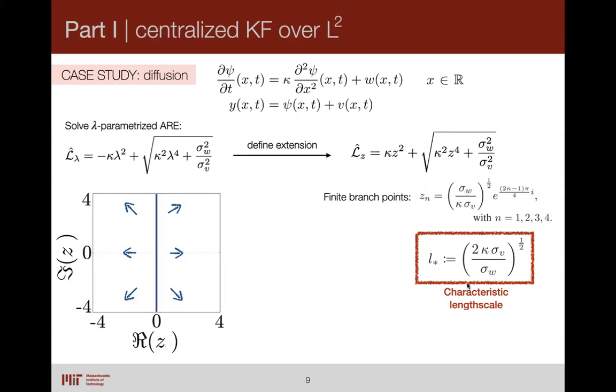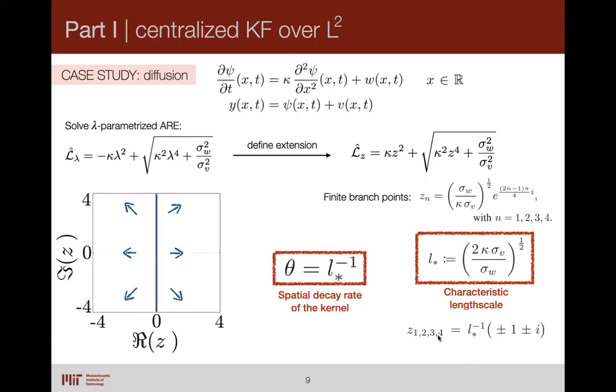So this allows us to define a characteristic length scale in this system that I will denote by L star in this way. It has to do with kappa, the diffusivity constant, and also with the level of noise, or the intensities of the noises that you have in your system. If we use this L star, we can write our branch points more compactly, and we can explicitly obtain the decay rate of my Kalman gain. You can see that the Kalman gain is going to decay inversely proportionally with this L star. So this decay rate is just given by the real part of these branch points, okay?